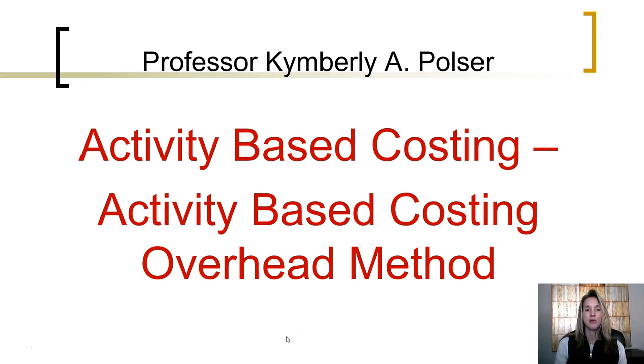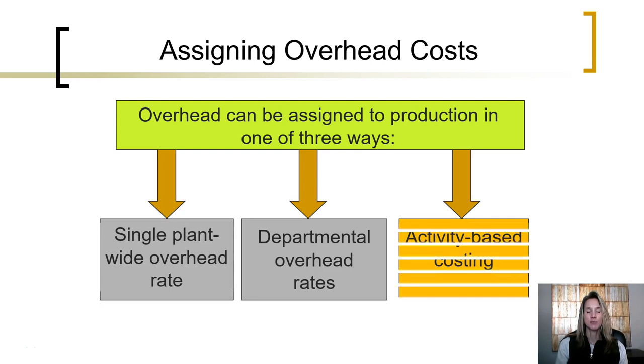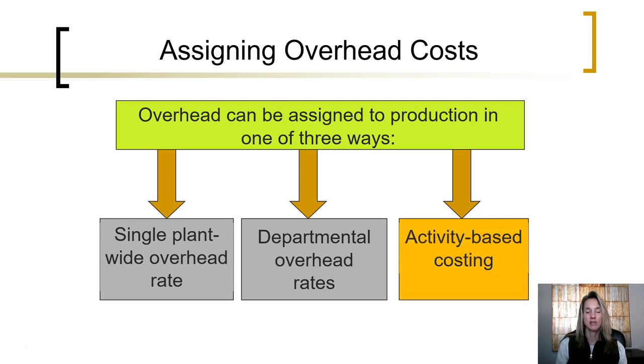In this segment, we are going to look at the activity-based costing method of allocating overhead cost. Recall, we have discussed in prior videos that overhead can be assigned to production using three different methods: a single plant-wide overhead rate, a departmental overhead rate, or as we will discuss in this segment, activity-based costing.